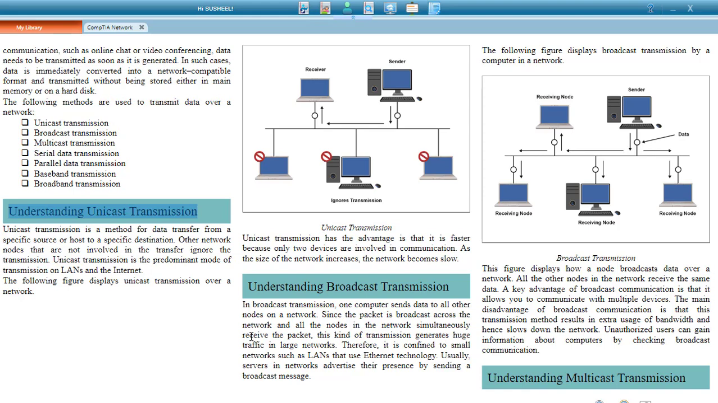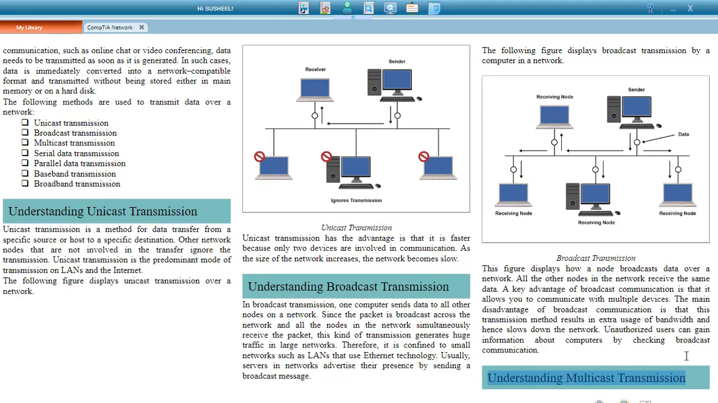Understanding broadcast transmission. In broadcast transmission, one computer sends data to all other nodes on a network. Since the packet is broadcast across the network and all the nodes in the network simultaneously receive the packet, this kind of transmission generates huge traffic in large networks. Therefore, it is confined to small networks such as LANs that use Ethernet technology. Usually, servers in networks advertise their presence by sending a broadcast message.